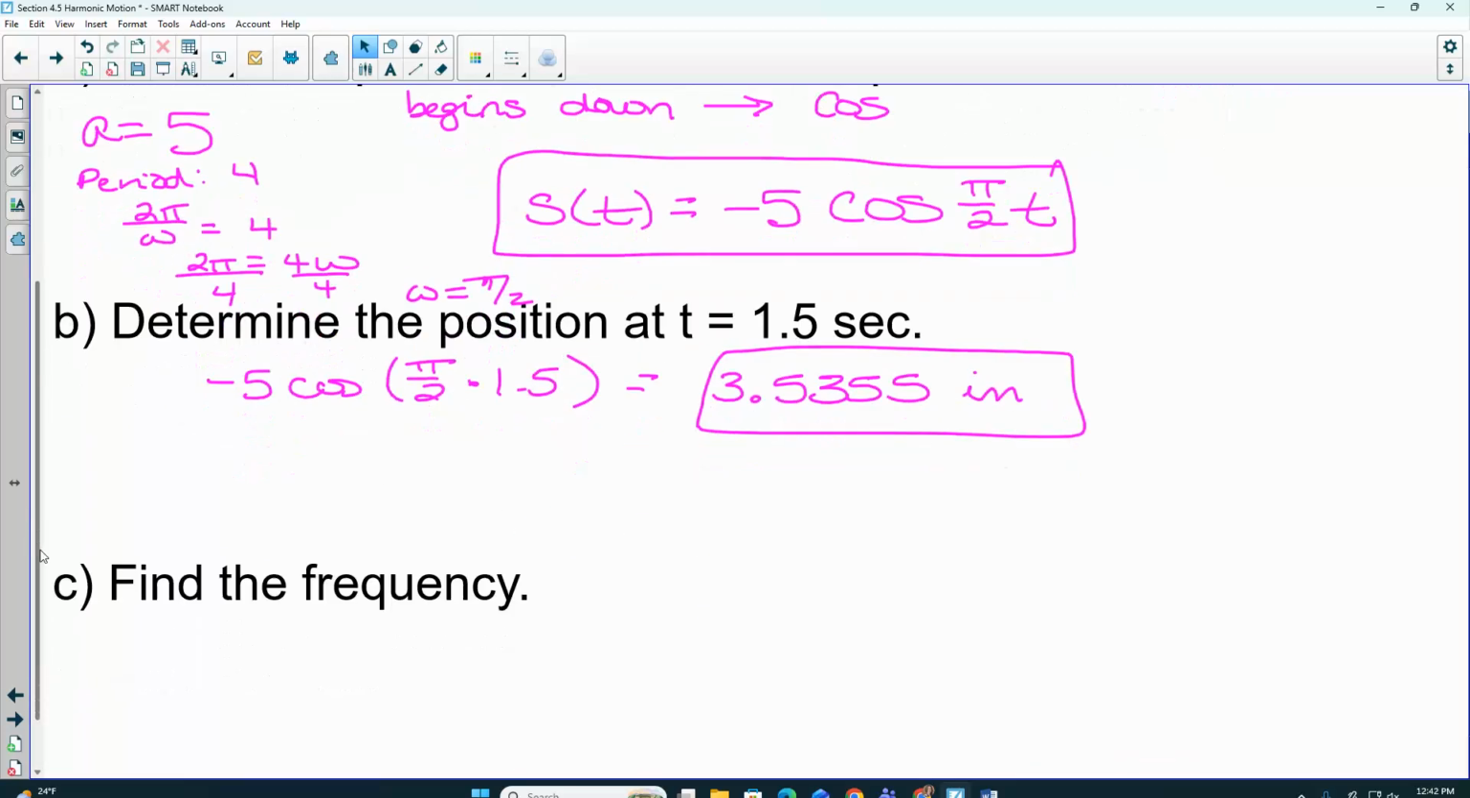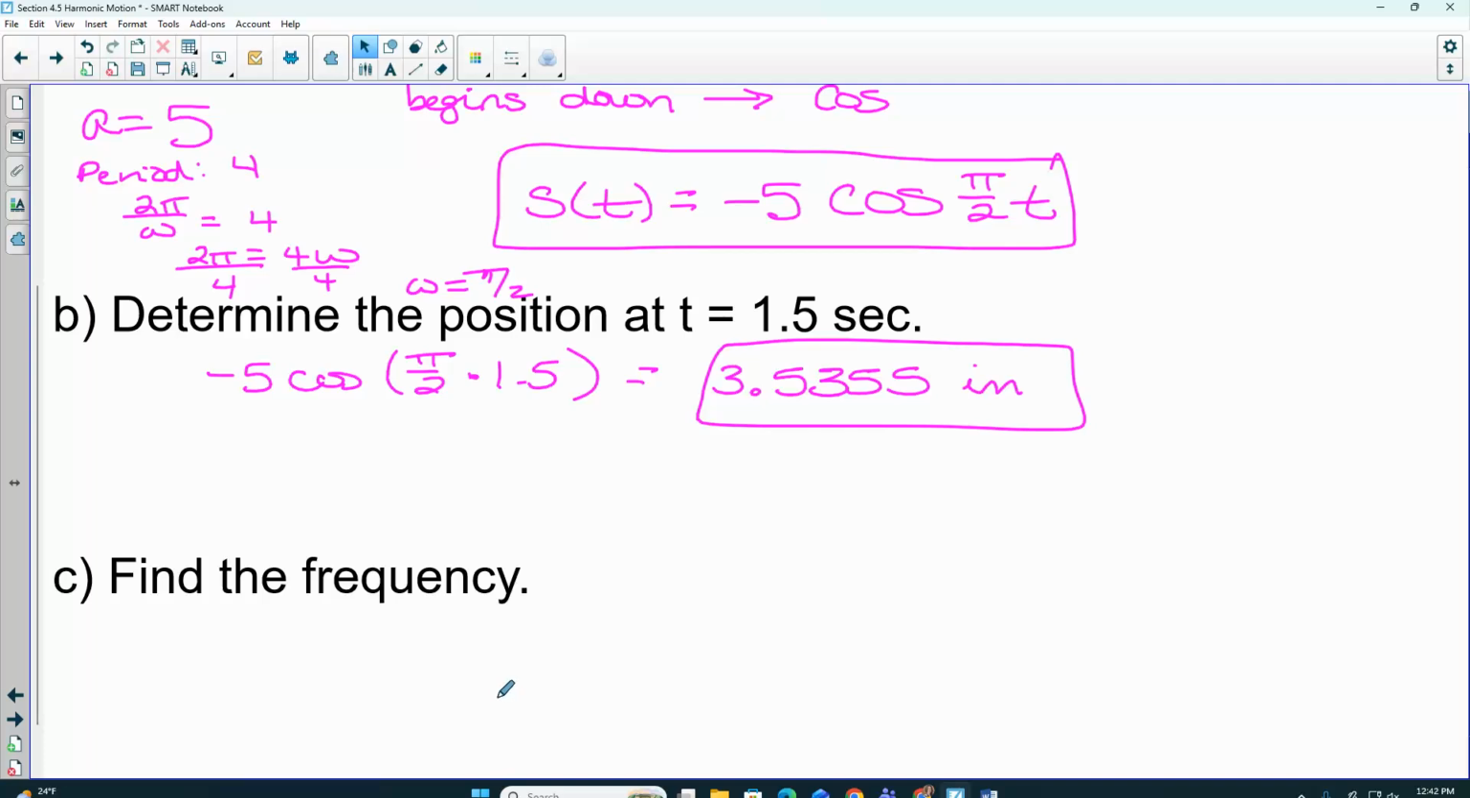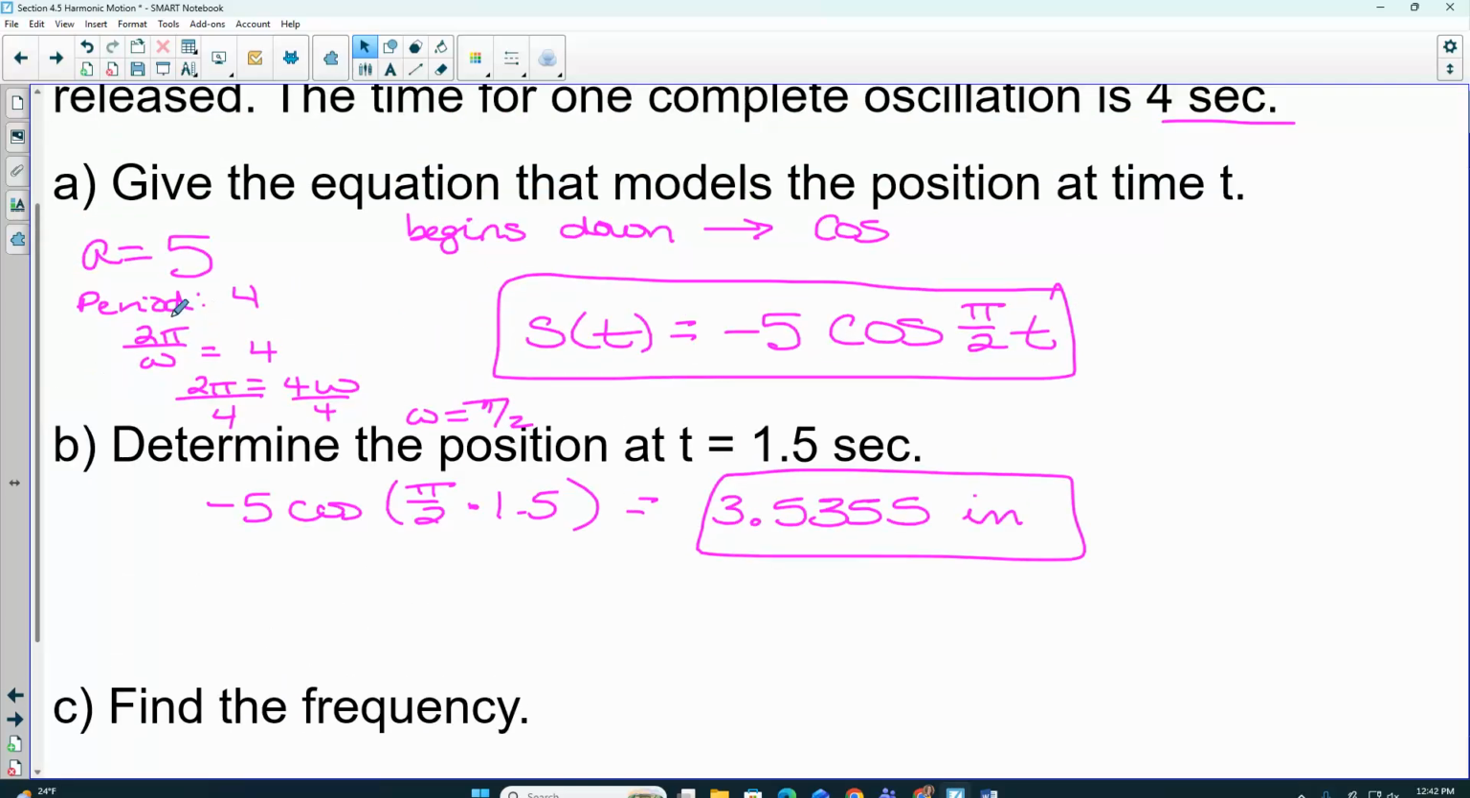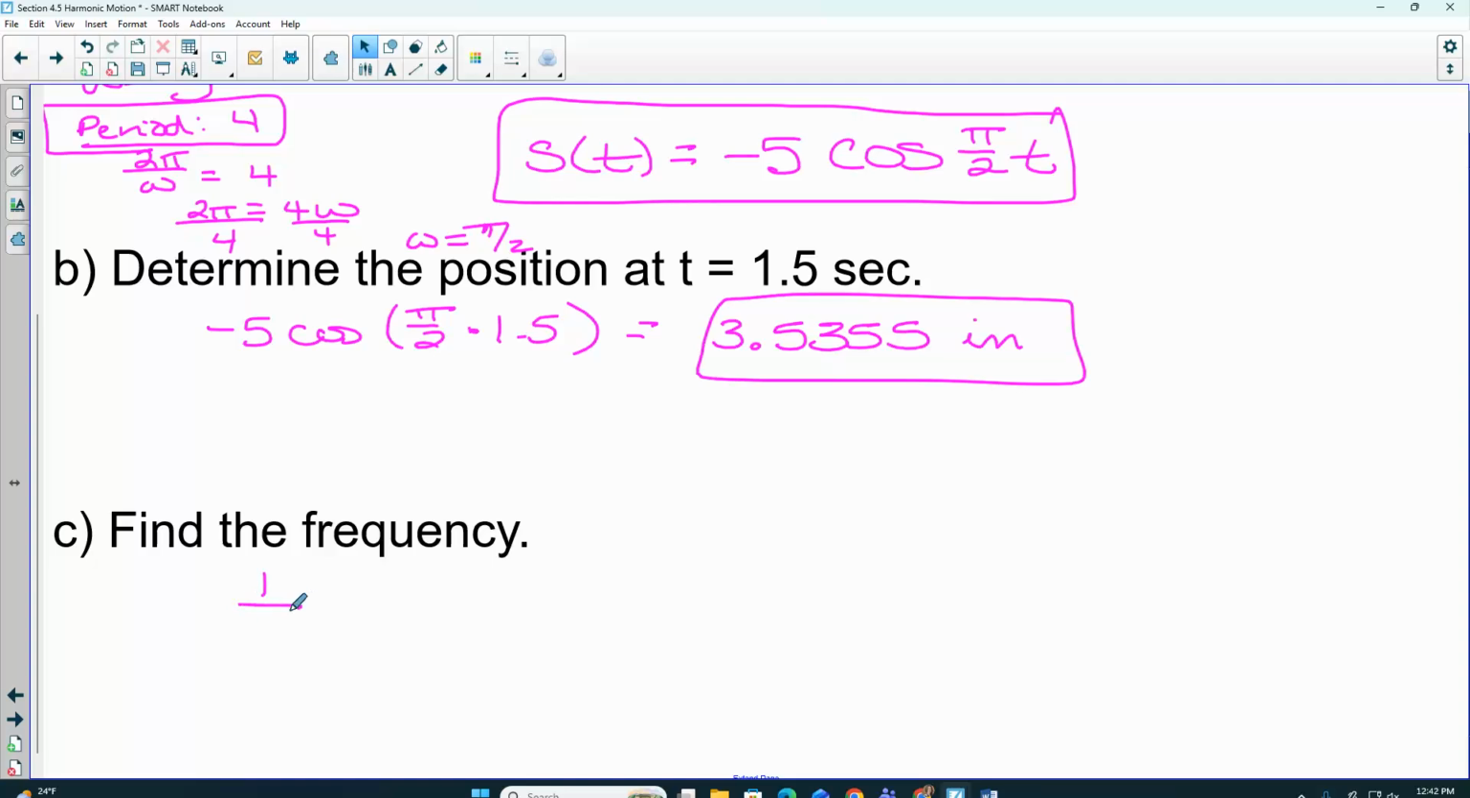Part C, find the frequency. We know frequency is just the reciprocal of period. Did we already know the period on this one? Yeah, the period was 4. So my frequency would be 1/4, and that's just like oscillations per second. So in 1 second, it's only gone a fourth of the way.